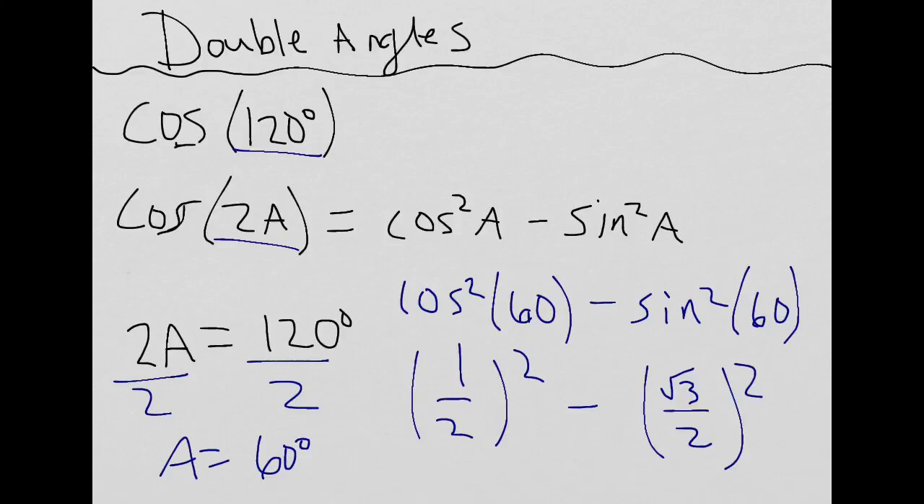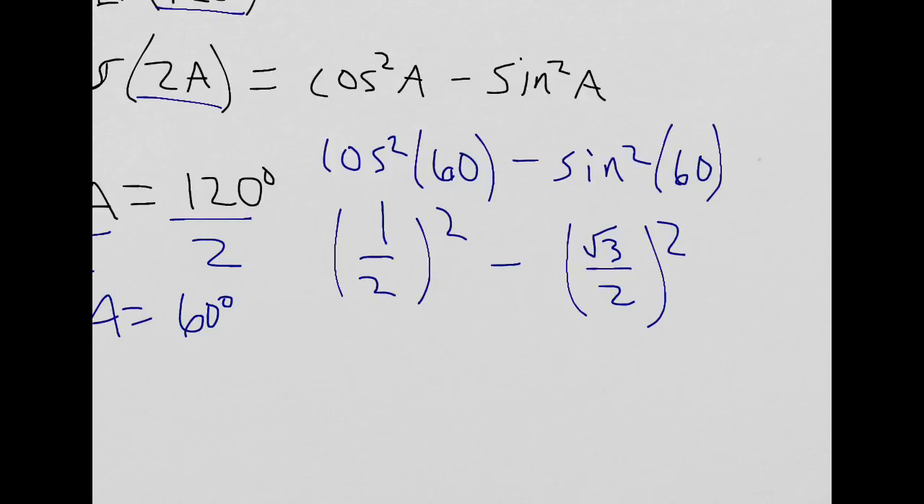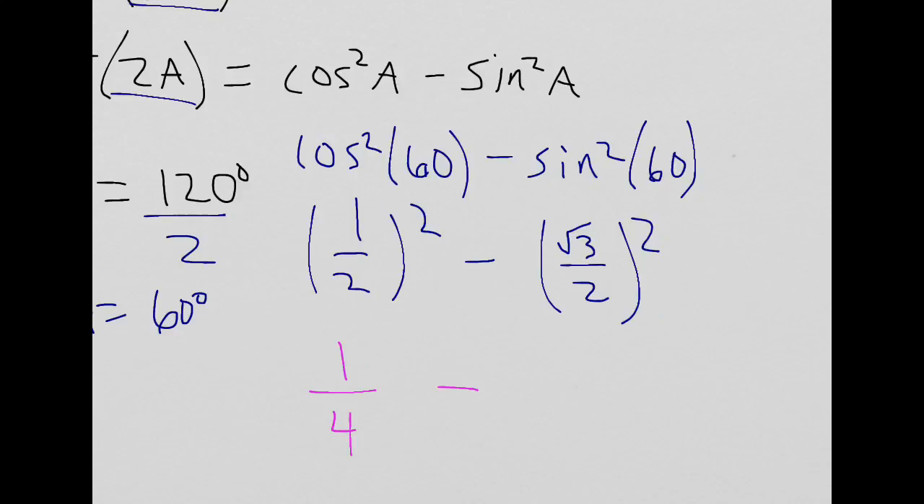So we would have 1/2 squared minus the sine of 60 degrees, which is root 3 over 2, squared. Since it's cosine squared of 60, that value is squared. Sine squared of 60, this value is squared. So what's 1/2 squared? 1/4. Root 3 over 2 squared would be 3 over 4. Then 1/4 minus 3 over 4 would give me negative 2 over 4, which is negative 1/2.